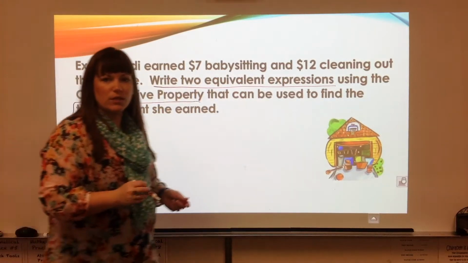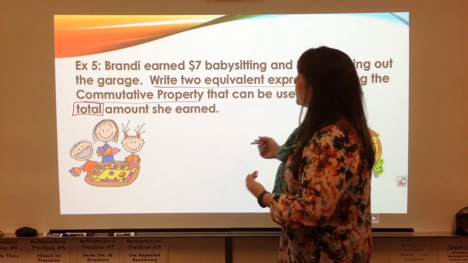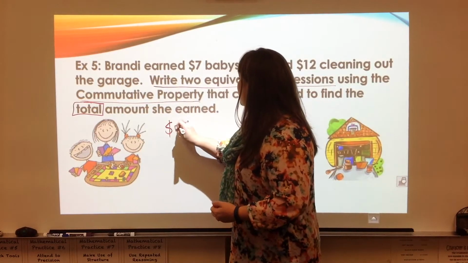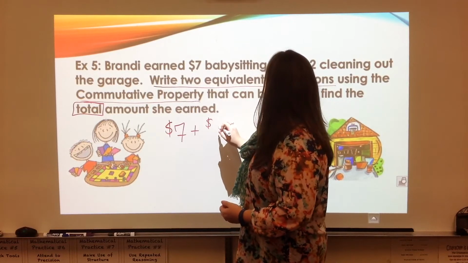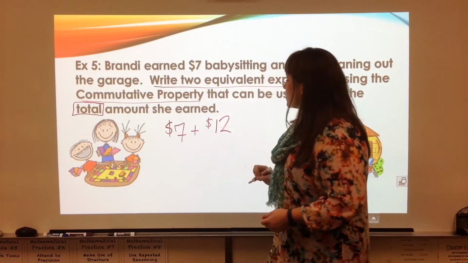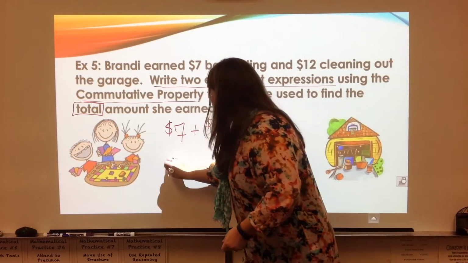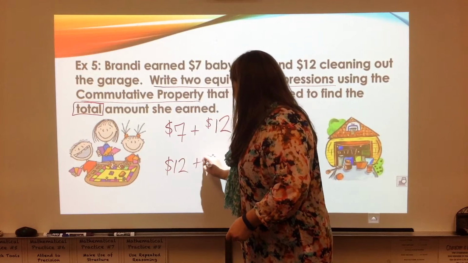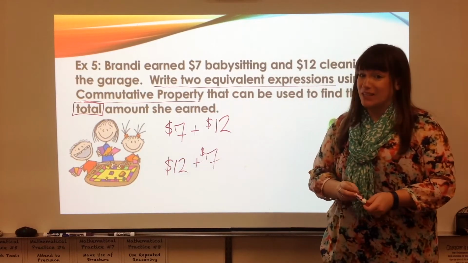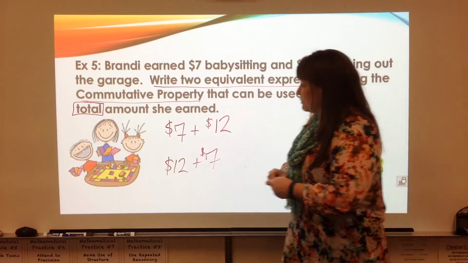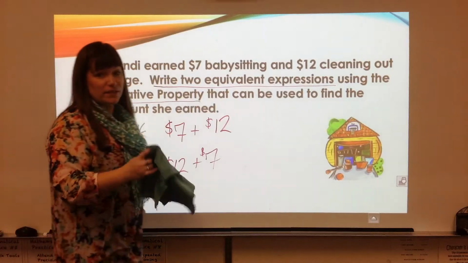So that total means we're going to be combining our amounts, and we need 2 different ways to write it. Commutative means it doesn't matter which number comes first. We could do the $7 plus $12, or we could switch it around and have the $12 first and then the $7. Does not matter. That's as simple as it goes for that one. Now we're going to go up to the top of our note sheet and fill in that second bullet.